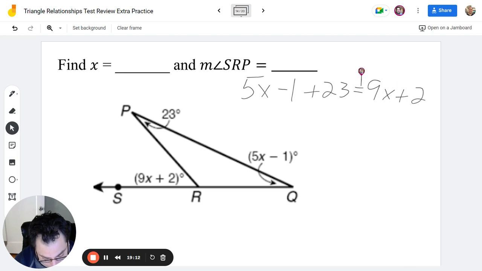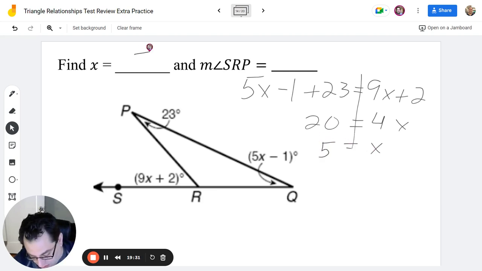All right, and then we'll solve here. Looks like we have 23 minus 1 is 22. 22 minus 2 is going to be 20. 9x minus 5x is 4x. And then we divide both sides by 4, and we get x is equal to 5. So we've solved for x here. And now we have to find angle SRP.